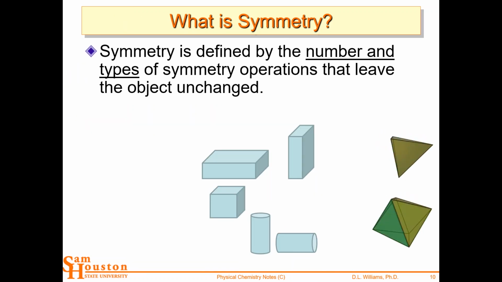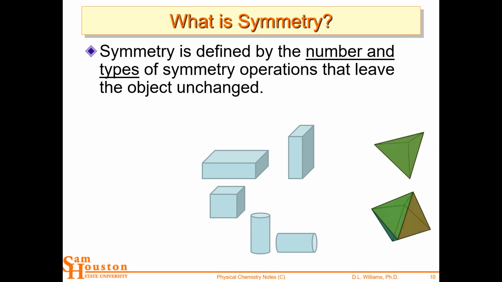So let's define symmetry. Symmetry is defined as the number and types of symmetry operations that leave the object unchanged. And so if you operate on the object and you get the same shape and the same orientation as before, then you have that symmetry element. Notice the rotation here of these objects.